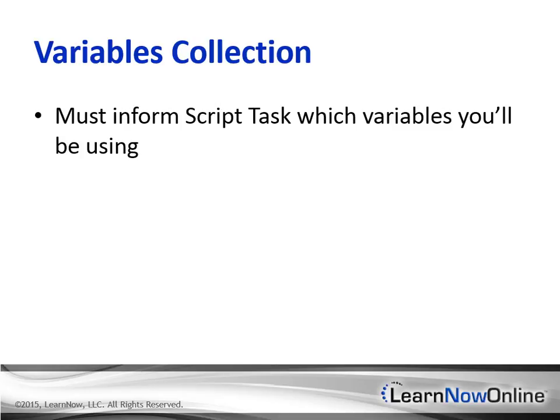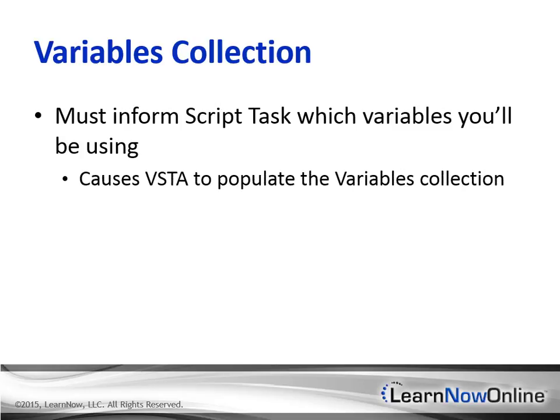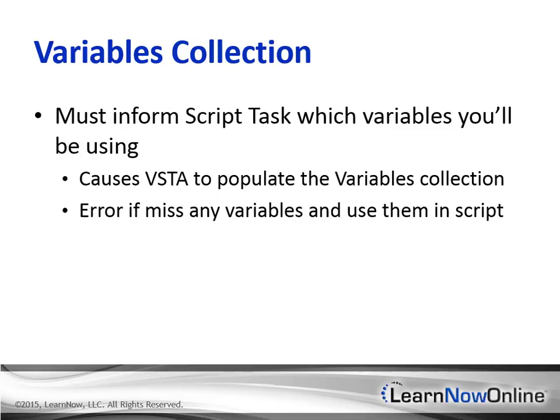Where you do that is in the Script Task Editor dialog box, where you can specify the variables that the code within the script task is going to access in read-only or in read-write mode. This causes VSTA to populate the Dts object's Variables collection so that you can access them via code. If your code attempts to access a variable that you did not list in the editor dialog box, an error is going to occur. An error will also occur if your code attempts to change the value of a variable that you listed as read-only in the script task editor.